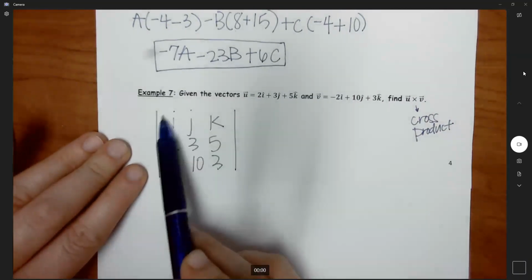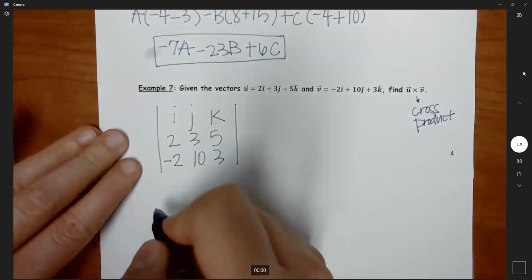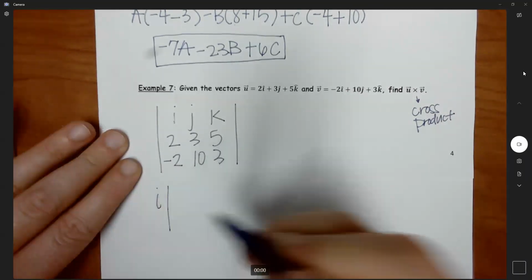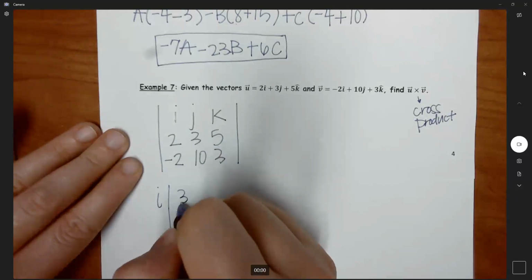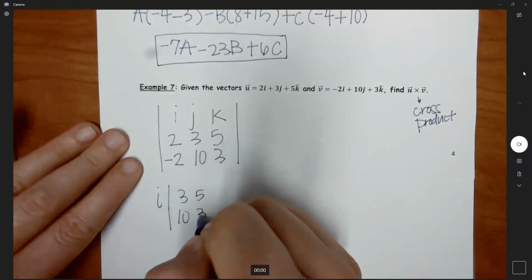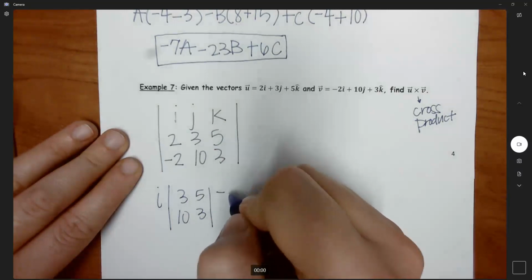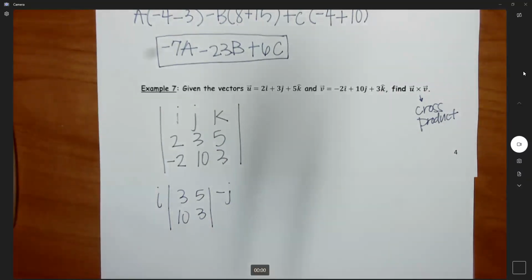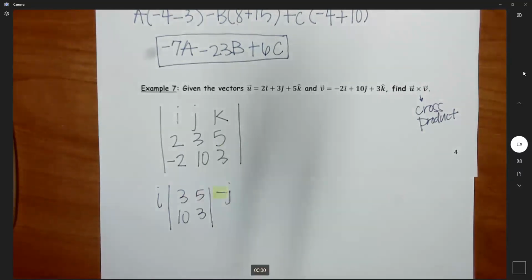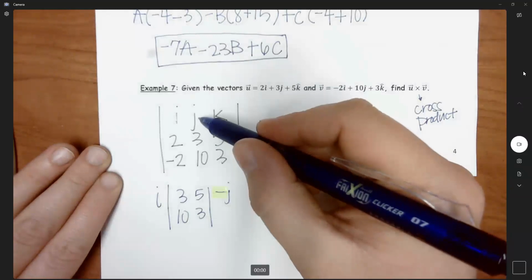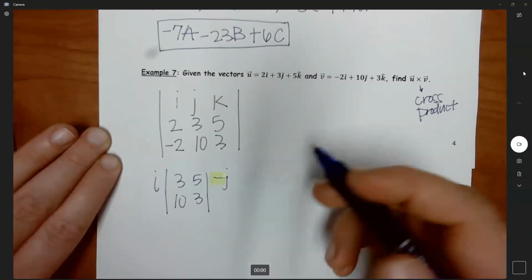I'm going to take my first row, my first column, my i. And when I cancel out that row and that column, I'm left with 3, 5, 10, and 3. I'm going to remember to change the sign, which is always the biggest mistake. Change the sign of the second one. So we've got a positive j here, so now it's a negative j.